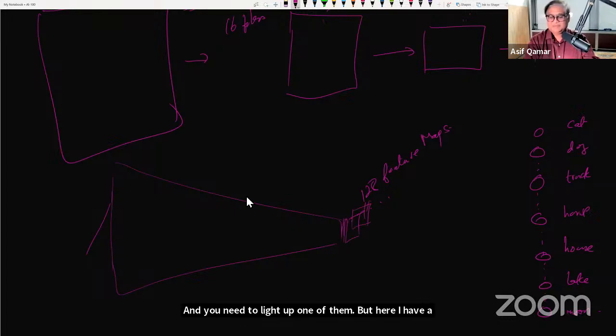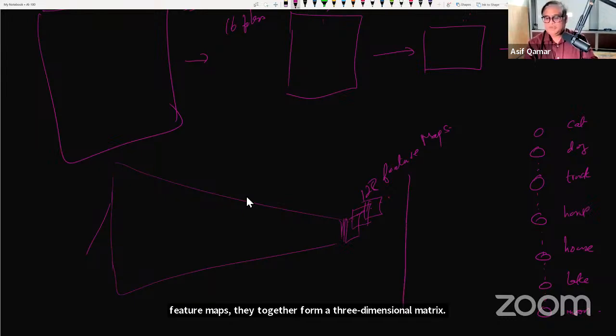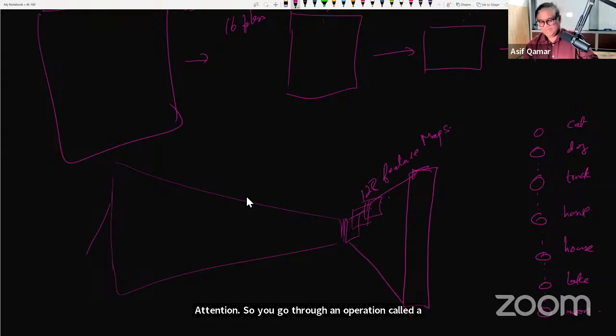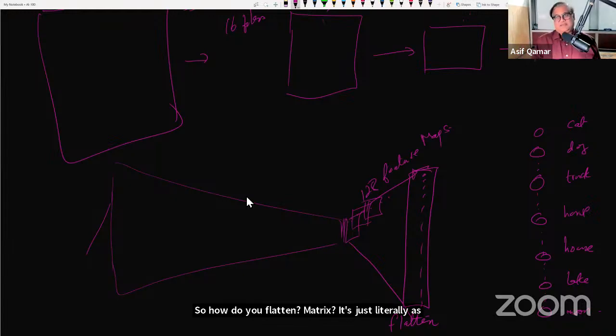But here I have all these feature maps which are not in the shape of this, isn't it? So at the end of it, all of these feature maps together form a 3-dimensional matrix, a tensor. So you go through an operation called a flatten. You will often see a picture like this, and a word here called flatten. Flatten is literally scanning it from top to bottom and laying it out, all the values, in a vertical. So how do you flatten a matrix? Read row by row by row, and concatenate them.